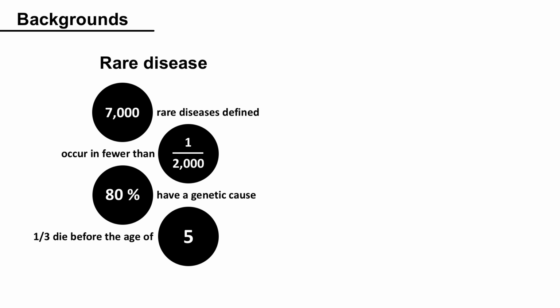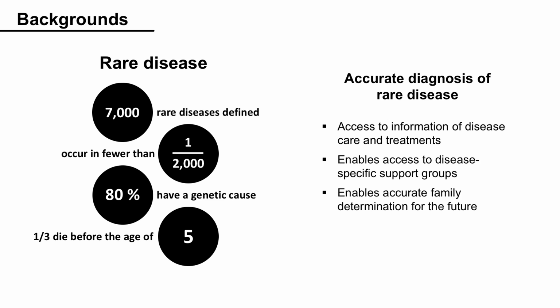Rare disease in childhood can be very deleterious, and 1/3 of children with rare disease die before the age of 5. Therefore, accurate diagnosis for the patients is important. There are many benefits of accurate diagnosis, such as: 1. It can provide access to information about disease care and treatment. 2. It enables access to disease-specific support groups. 3. It enables accurate family determination for the future.